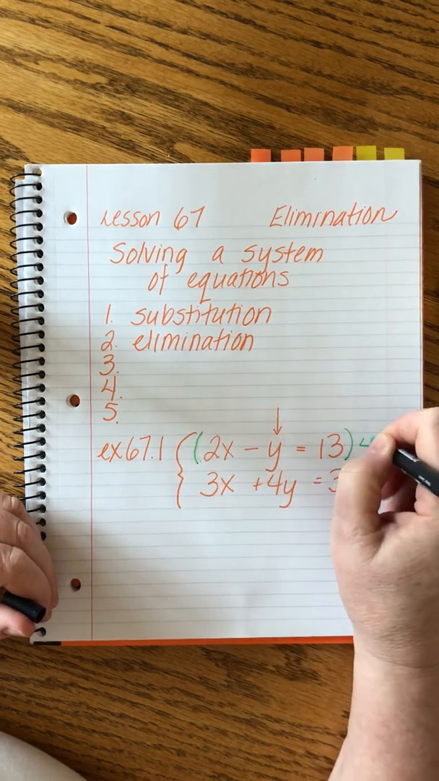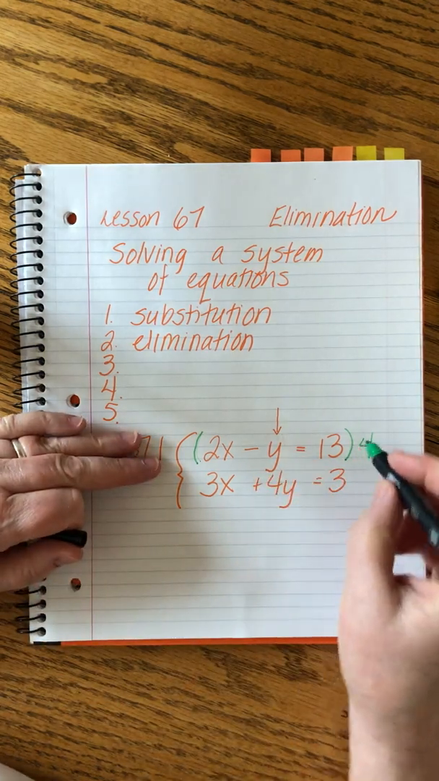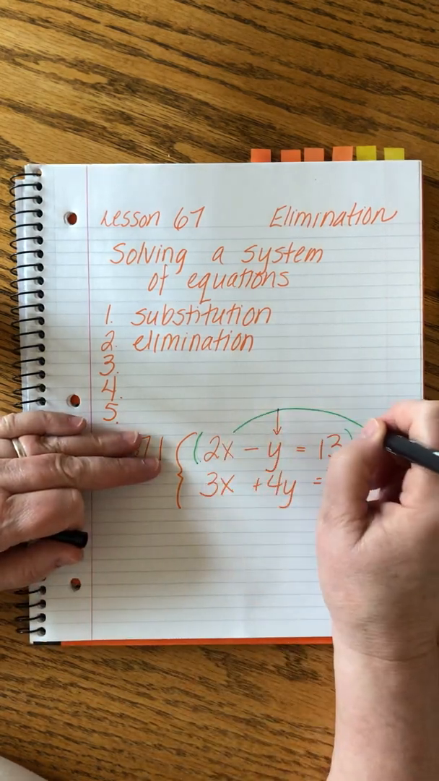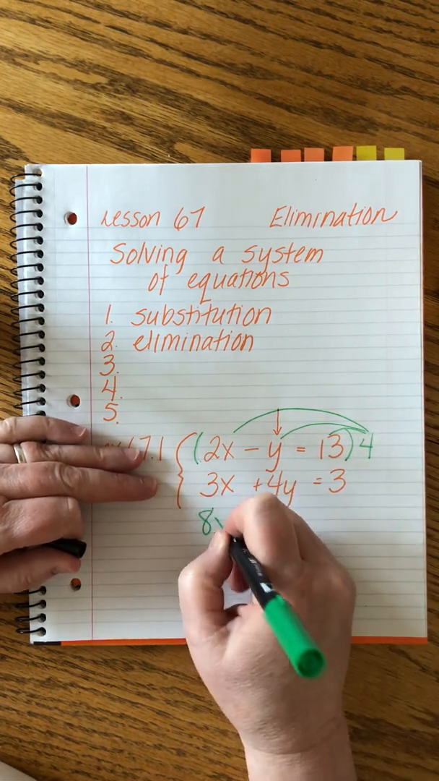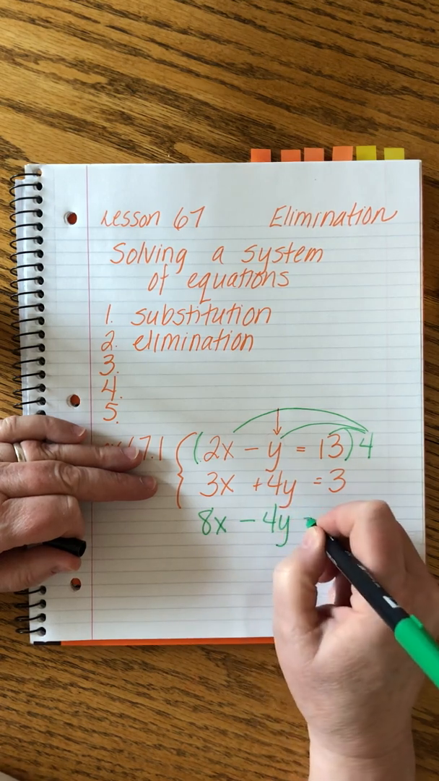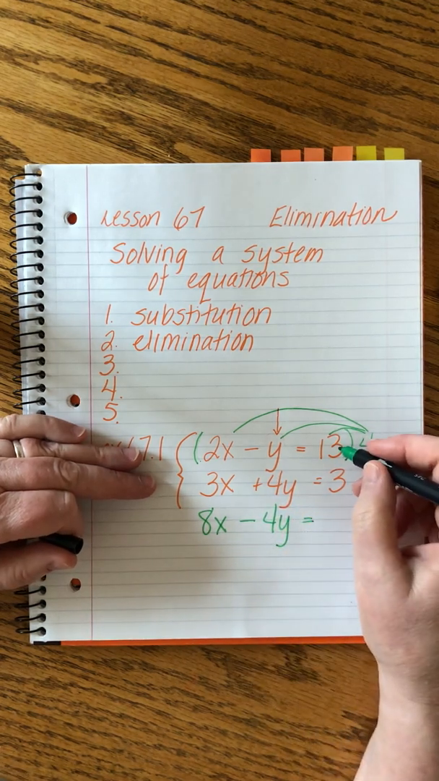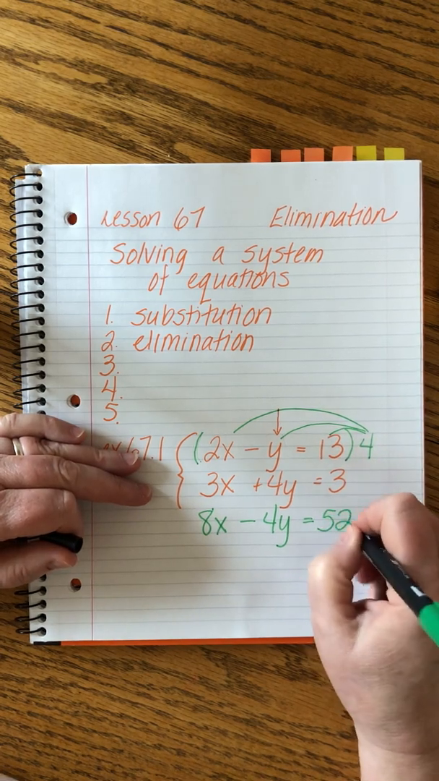I'm going to multiply the whole equation by 4. Now I have to multiply all three parts, right? I must be vigilant. 8x minus 4y equals, let's see, 4 times 3 is 12, plus 40, that's 52.